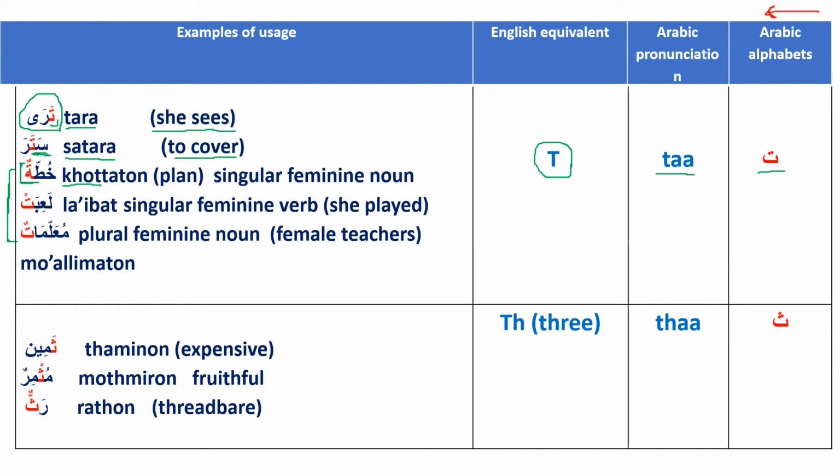Nice. Now let's move here. This word is pronounced la'ibat. It is a singular, feminine verb, which means she played. So when I'm using a verb with singular feminine, which is she, I add ta at the end like this. It must be open. This is called ta mabsuta. And this one in khuttatun is called ta marbuta.